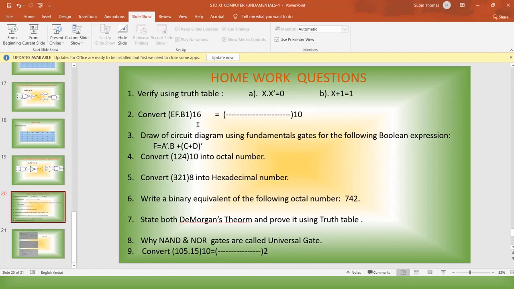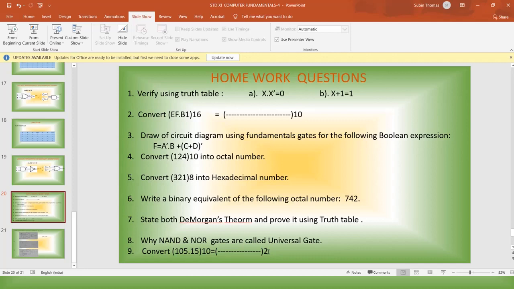Here, children, I have written 16. That 16 means it is the base. This 10 also means it is the base. You have to convert this hexadecimal value to decimal. In the same way here, this 10 represents a decimal number, and you have to convert the decimal into octal. Next question, convert 321 base 8. This 8 represents an octal number, and you have to convert this octal number into hexadecimal. The remaining ones are the same. 105.15 base 10: you have to convert this into binary. That is a binary question. So that is all about that chapter.